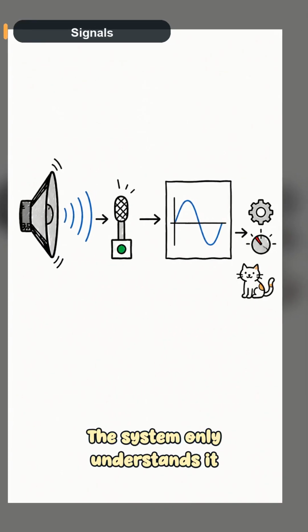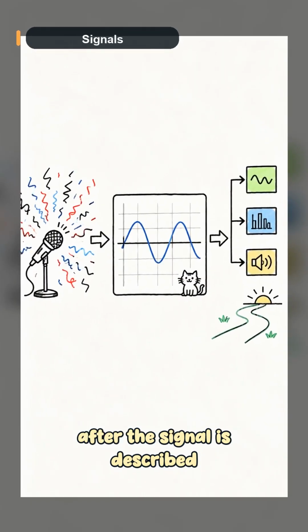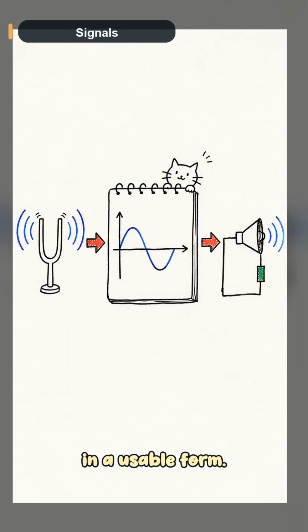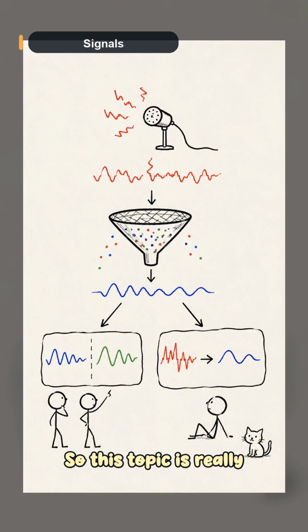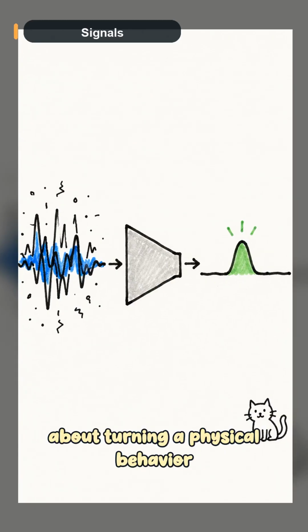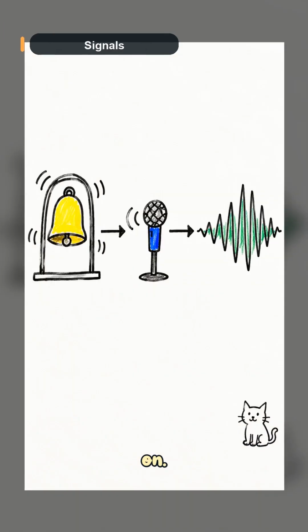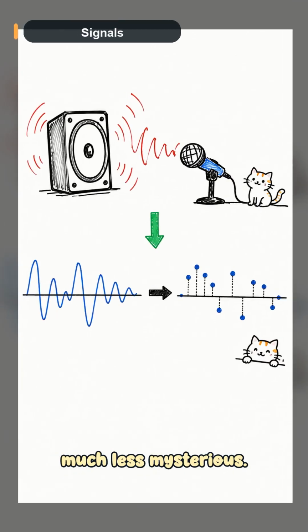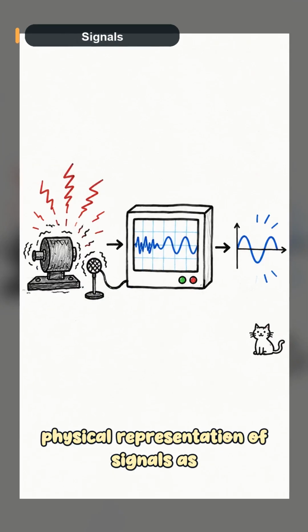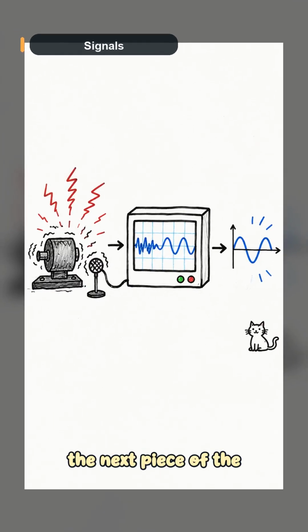Think about a microphone waveform entering a DSP chain. The system only understands it after the signal is described in a usable form. That description lets you compare, filter, compress, or detect what matters. So this topic is really about turning a physical behavior into something engineering can act on. Once that picture is clear, the rest of DSP becomes much less mysterious. And that sets up the next idea.